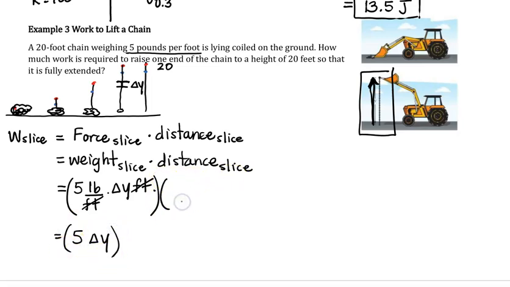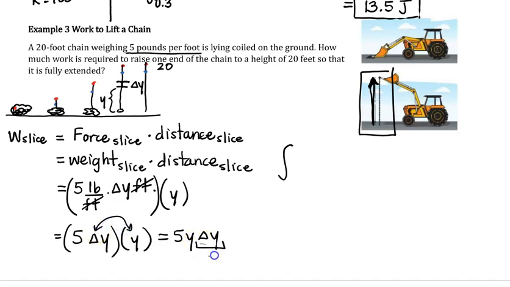Now let's go see how far of a distance that slice had to travel. Well, that slice had to travel this distance off the ground. I'll call that distance y since it's a vertical distance. So the work done on one slice is the product of 5 delta y times y. We need to integrate over all of the slices. The delta y is going to turn into a dy. So you can think of this product here as 5y delta y, just switching the y and the delta y because multiplication is commutative. And the delta y part is going to turn into dy when we integrate. So we have the integral of 5y dy.